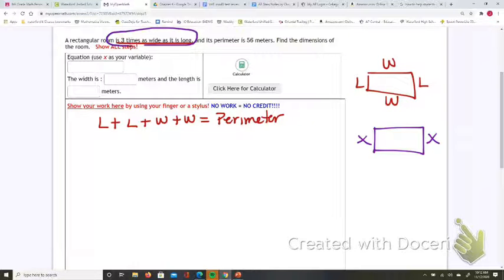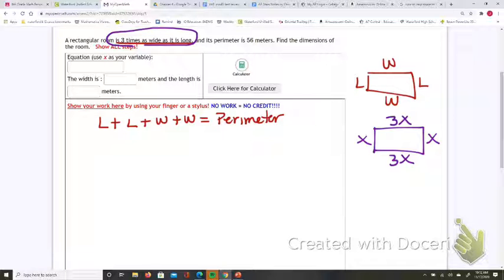It says it's 3 times as wide as it is long. So not adding this time. Do you see the word times? It means multiply. So the width is 3 times the length. So I want you to really recognize the difference here, because the wording says it's 3 times. So that's why we're multiplying instead of adding.